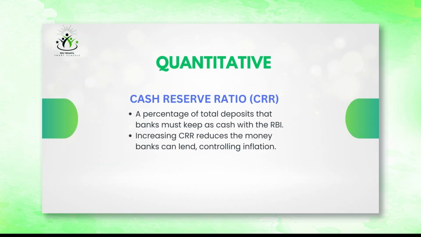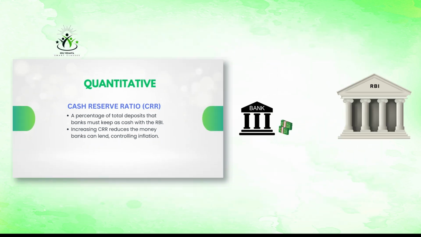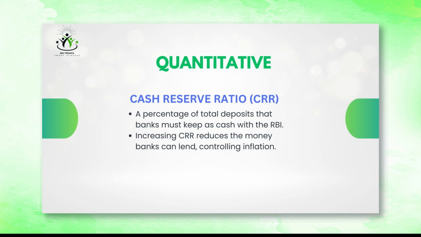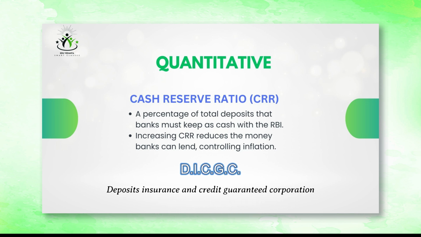Next is the cash reserve ratio, or CRR. This refers to the percentage of total deposits that banks must keep as cash with the RBI. By increasing the CRR, the RBI reduces the funds available for banks to lend, helping to control inflation. Note that the department of RBI which is responsible for CRR is called DICGC, Deposit Insurance and Credit Guarantee Corporation.